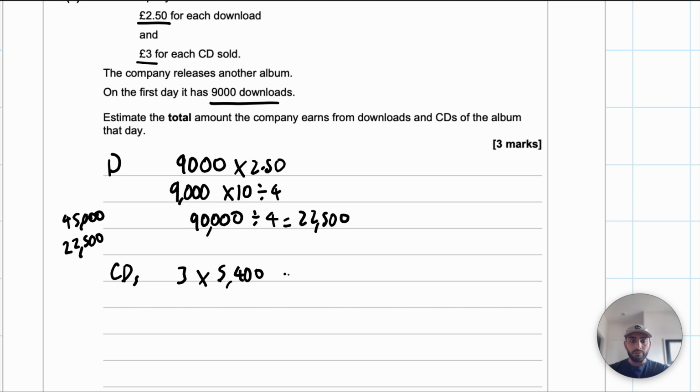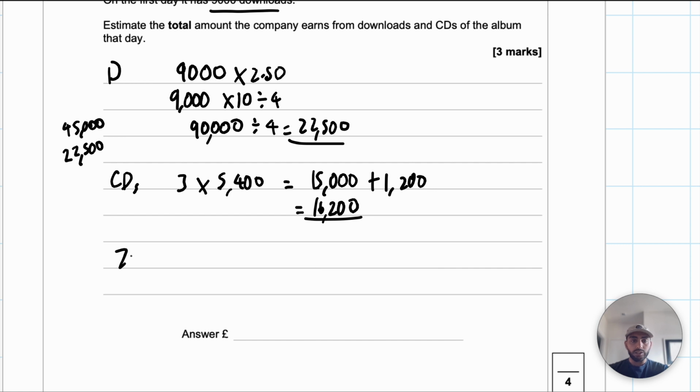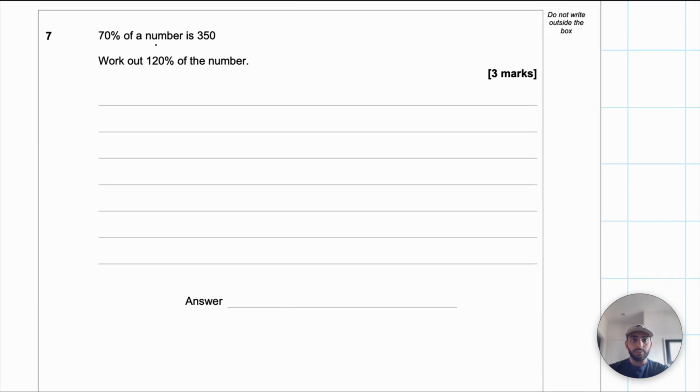I know 3 times 5,000 is 15,000. 3 times 400 is 1,200. So altogether, that's going to be 16,200. Just need to add up both of these numbers together. 22,500 plus 16,200. So that'll be 700 at the end. 22 add 16 is 38. So 38,700.